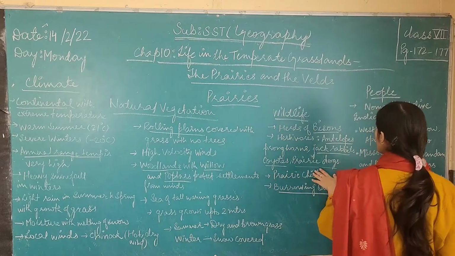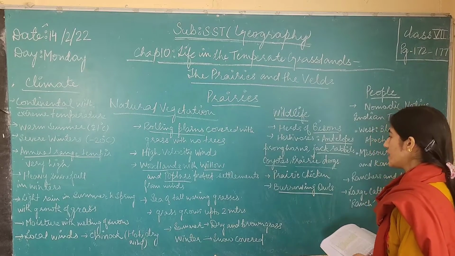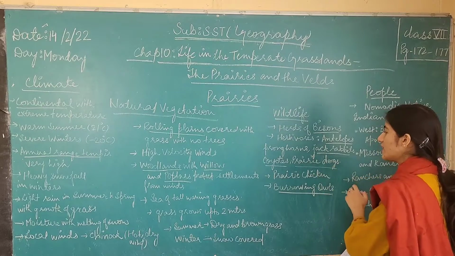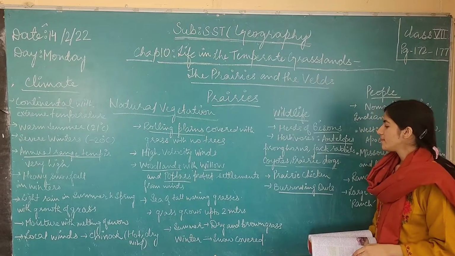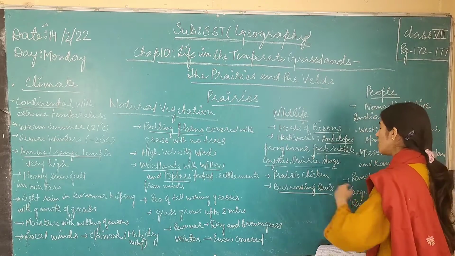Then we also have prairie dogs. And what are prairie dogs? Prairie dogs are ground squirrels. Although the name suggests that this is a type of dog, it is not a dog, rather it is a squirrel. And the next one is the prairie chicken. It is a type of chicken found in these grasslands. And we also have burrowing owls.